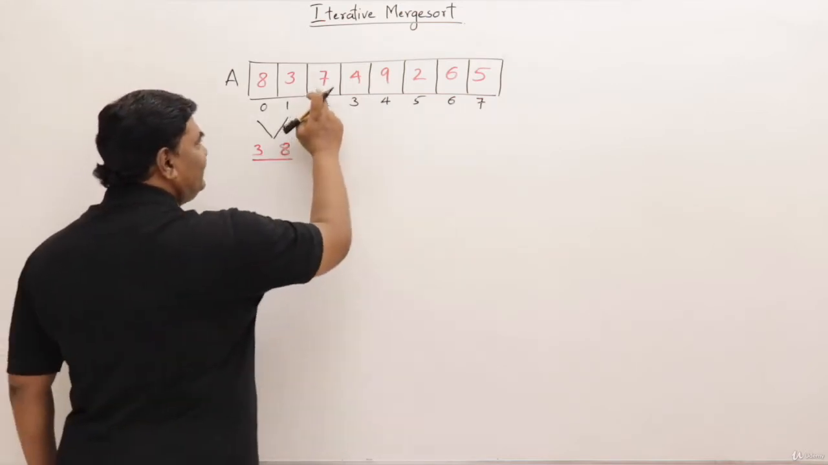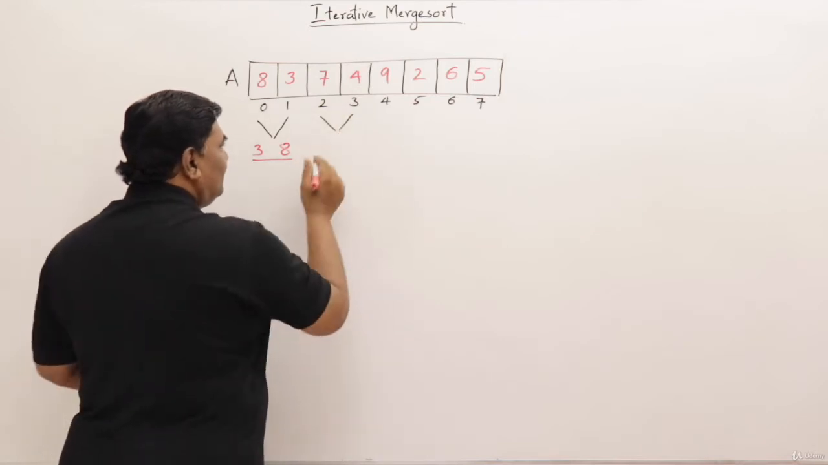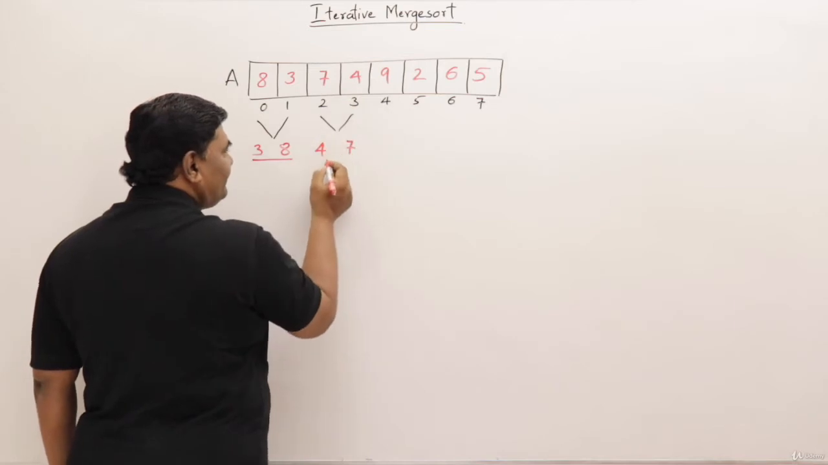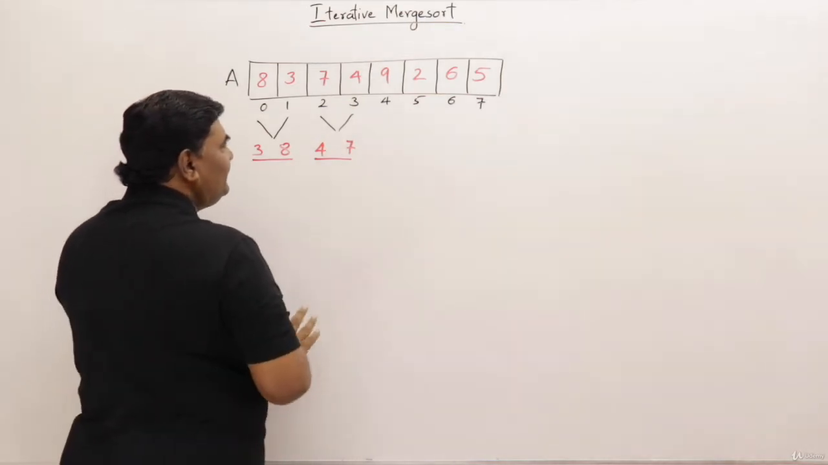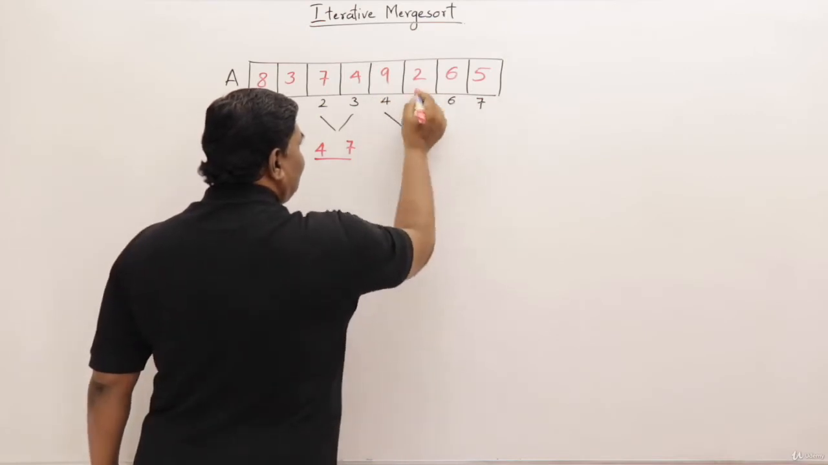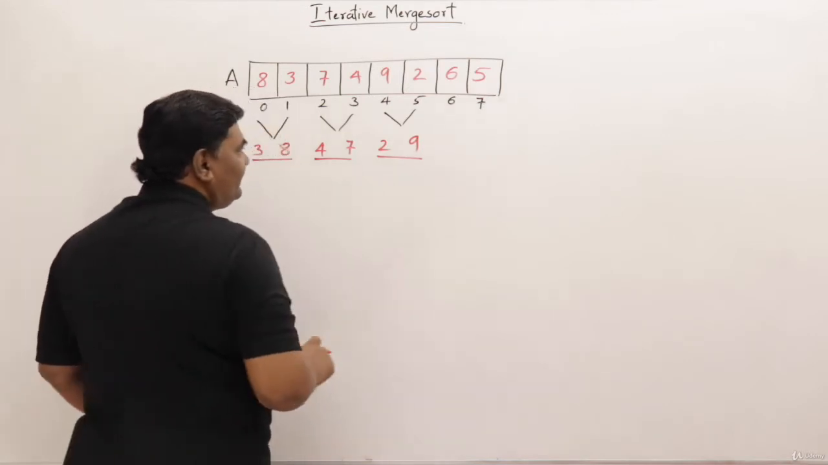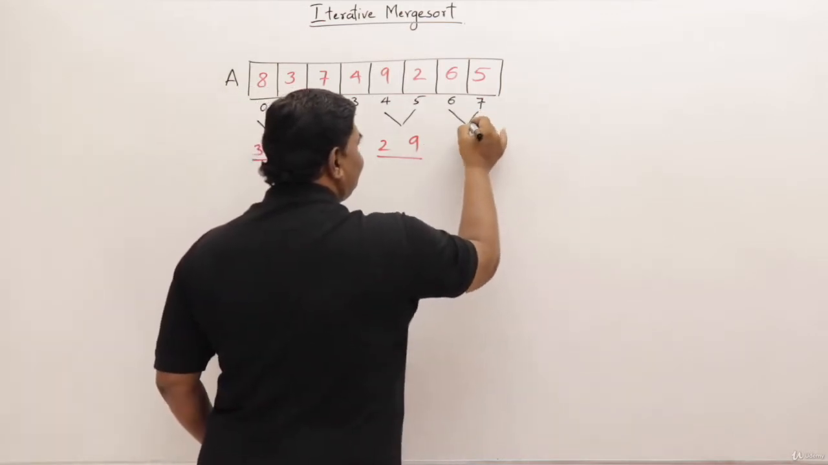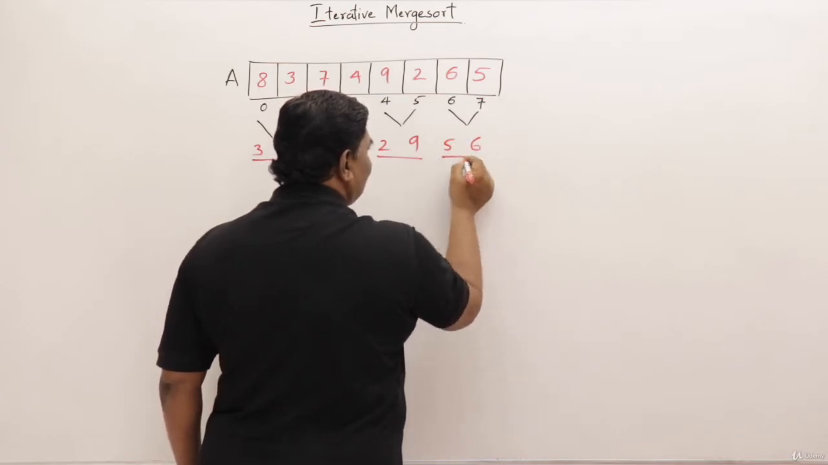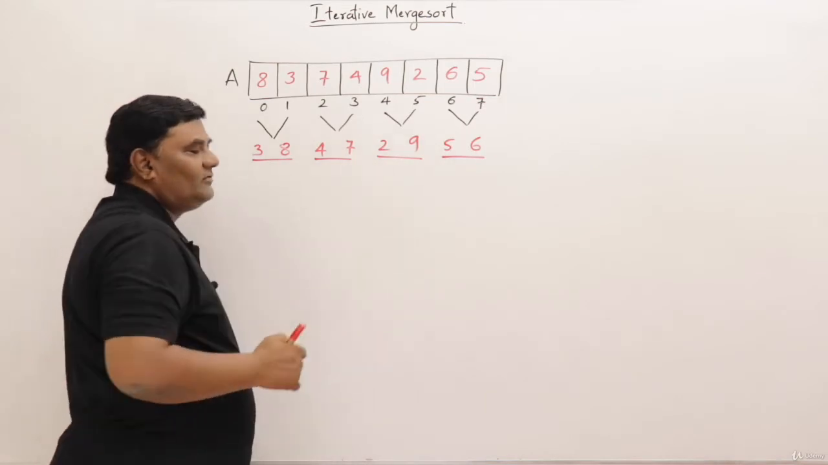So we have 2 lists now. One is having 7, one is having 4. Merge these 2. The result is 4, 7 because 4 is smaller. Now this is sorted. Then we select the next pair. 9 and 2, when you merge, it will become 2 and 9 because 2 is smaller, 2 comes first. Now we'll merge this pair of lists. So 5 is smaller, 5 comes first, then 6. So this is merged. So we got 4 lists now.